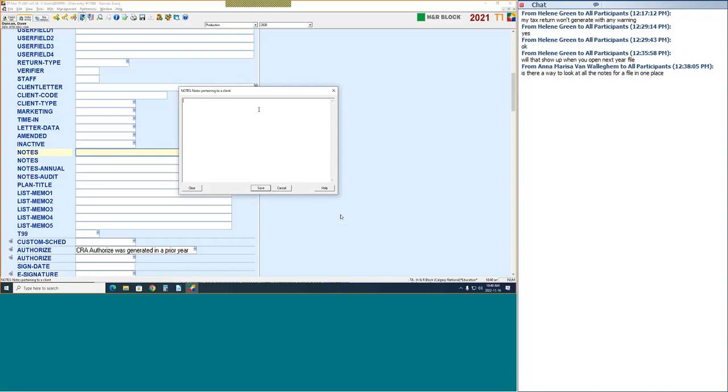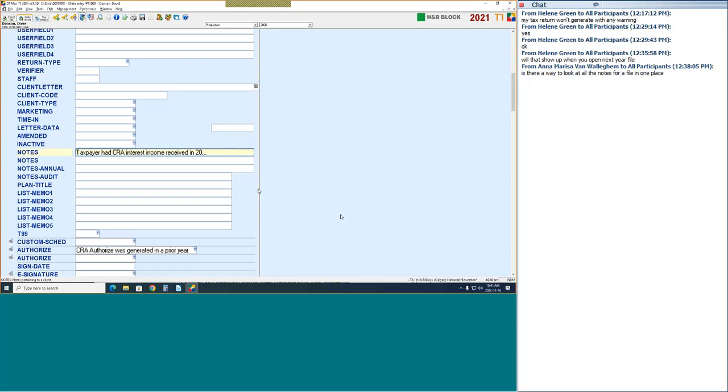So again, if I find Notes, I'm going to double-click on it. It's going to say notes pertaining to a client. This is where I might do something like a carry-forward amount because I want to show it for next year. So maybe this client in 2021 had some CRA interest. So I'll say taxpayer had CRA interest income received in 2022, in the amount of, let's say, $8.10. That's something that I want to make a note of now so that next year when I do their return and they come back to see me, I won't forget and I don't even have to go look at the notice of assessment because I know that it's there.